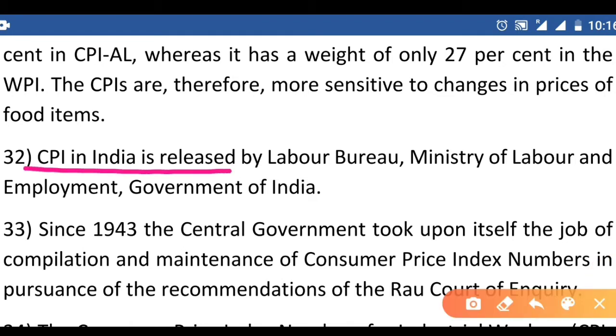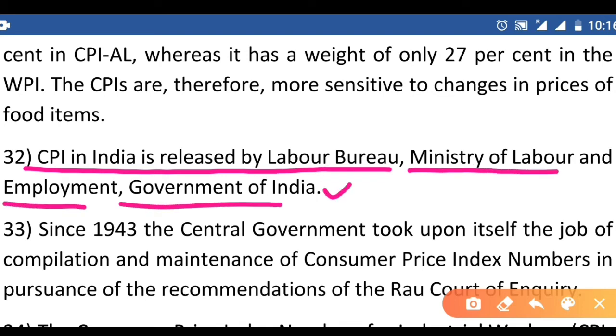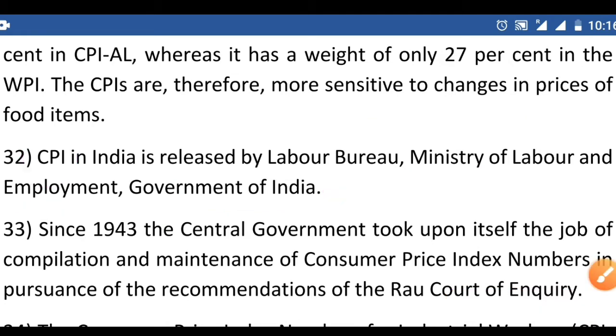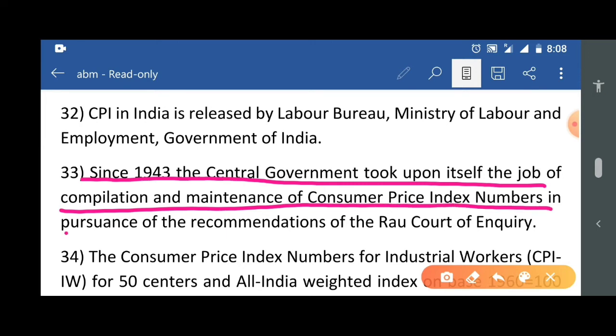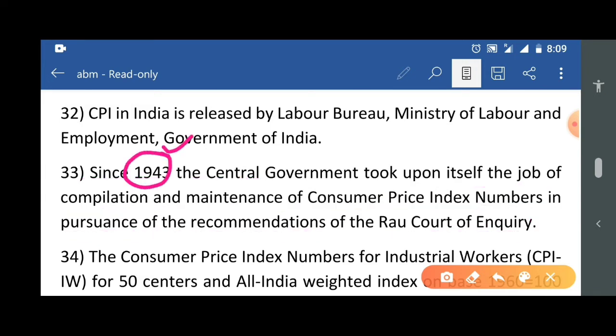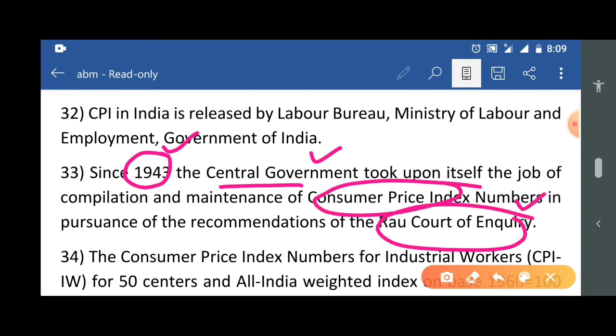The CPI in India is released by the Labour Bureau, Ministry of Labour and Employment, Government of India. Since 1943, the central government took upon itself the job of compilation and maintenance of consumer price index numbers in pursuance of the recommendations of the Rao Court of Inquiry. From 1943 onwards, the central government took upon itself the compilation and maintenance of the consumer price index numbers because of this Rao Court of Inquiry.